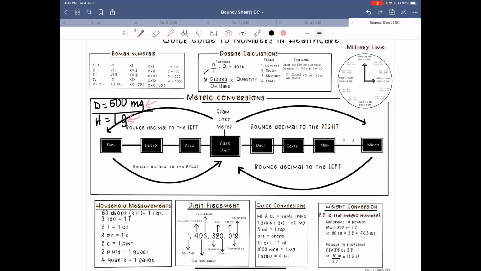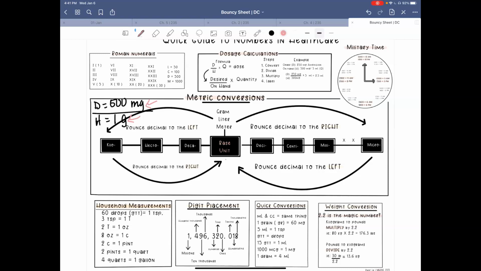I always think, this is just my opinion, it's easiest to convert to what you have on hand, okay? It's easier to work with what you've got than what you don't have, right? We desire 500 milligrams, but we have on hand 1 gram. So we need to figure out how to match this 1 gram to milligrams, okay? So to do that, we are going to start here.